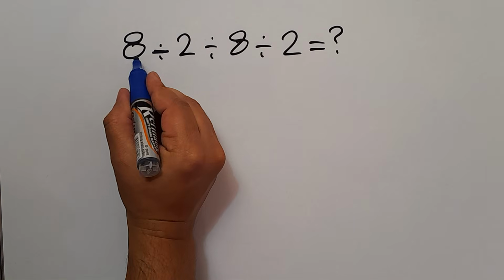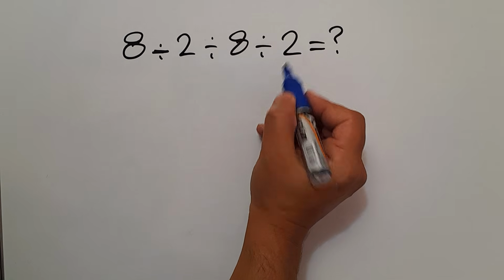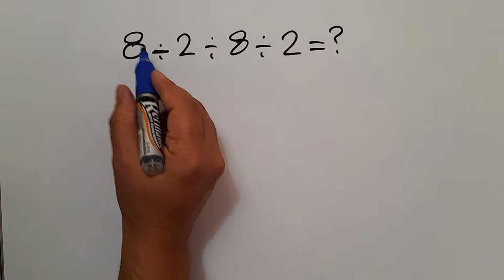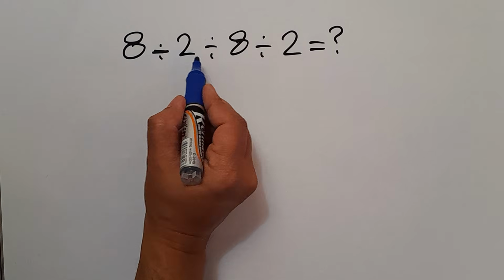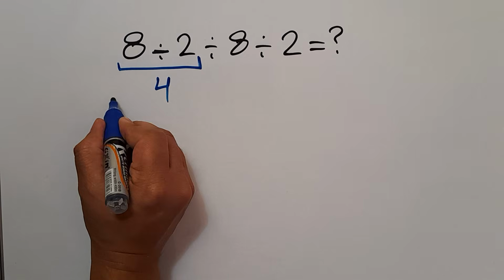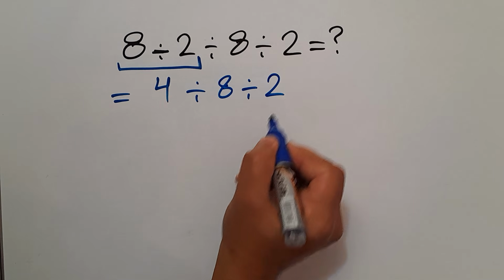In this video, we want to find the value of this expression: 8 divided by 2 divided by 8 divided by 2. Are you ready to solve? Let's go ahead and get started. We work from left to right. 8 divided by 2 gives us 4. So 4 divided by 8 divided by 2.